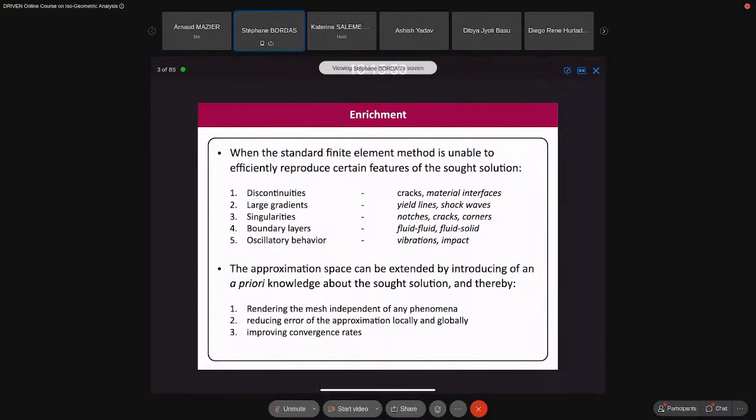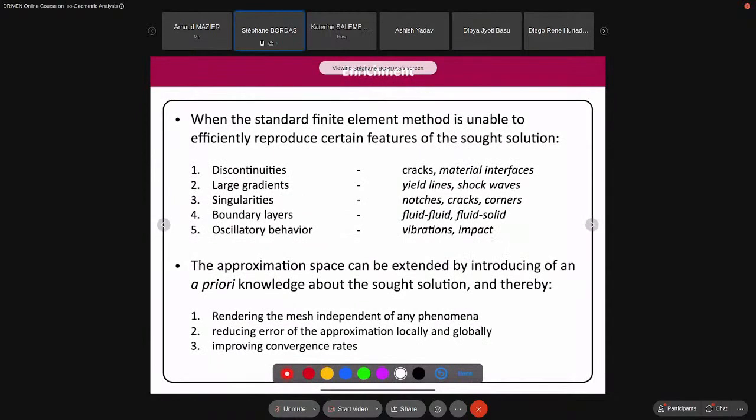Let's touch wood. Okay, so discontinuities, large gradients, singularities, boundary layers, oscillatory behavior, all these things are difficult to tackle. Vibrations, impact, acoustics is another one. Boundary layers that you see in fluid flow: if you have an obstacle in flow, then you will have these boundary layers around, and you need to figure out what happens here close to the wall. Singularities, that is what happens if you have a crack like this, for example, then here you will have a singularity. Yield lines, shock waves, so you name it.